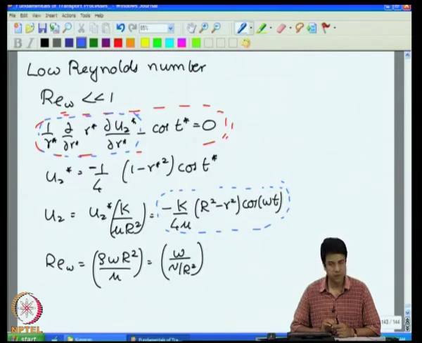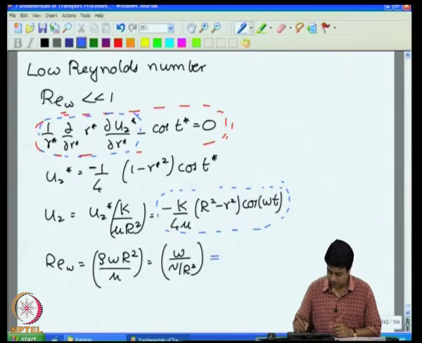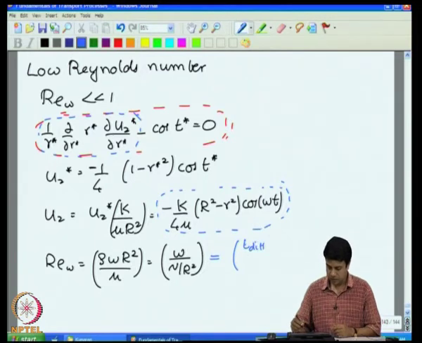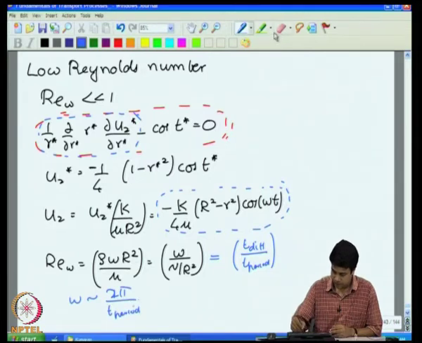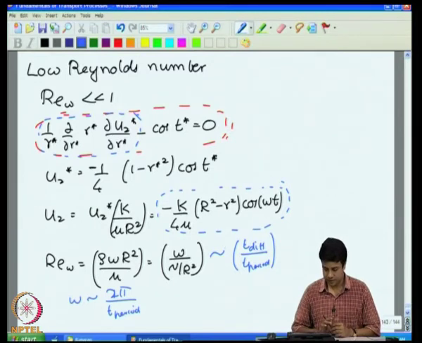Okay. The Reynolds number rho omega r squared by mu, I can write this as omega divided by nu by r square. So, this is equivalent to the time it takes for diffusion divided by the time period of the oscillation, because omega goes as 2 pi by the time period of oscillation. The time it takes for diffusion across a length proportional to r is equal to r square by nu, where r is the pipe radius and nu is the kinematic viscosity.